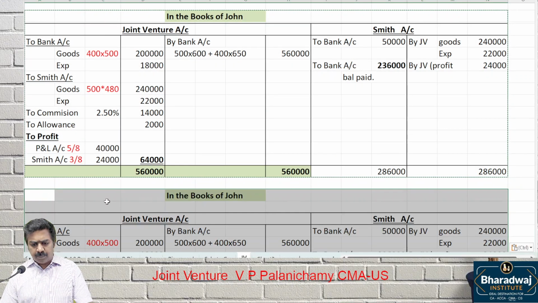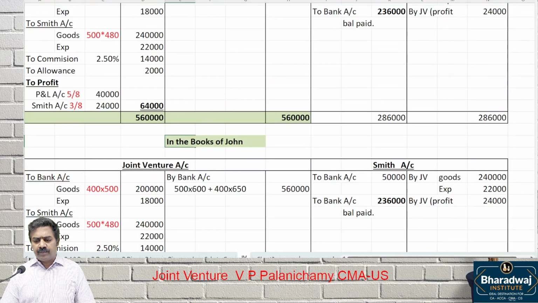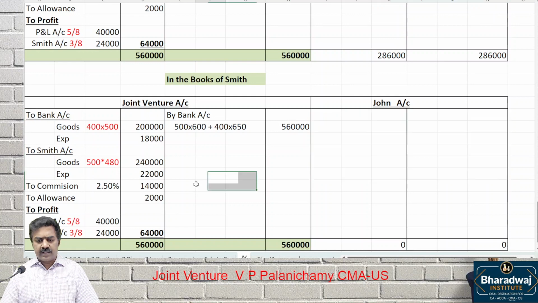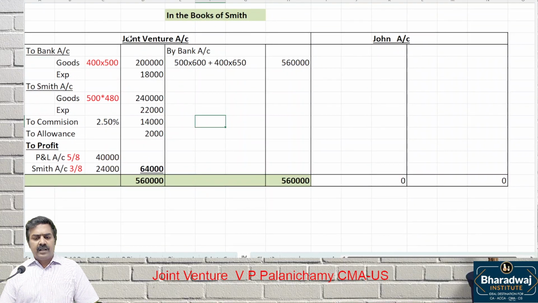Then you can copy. In the books of which party? Smith. In the books of Smith, what account will they prepare? John account they will prepare. Okay, leave out all these things. Wait. Joint venture account debit, there are two. Who paid this goods and expenses? John paid. We record it that way. John account. We are in the books of Smith. So how will the joint expenses be recorded? Joint venture account debit to which account? John account. Our expenses will come as to bank account.